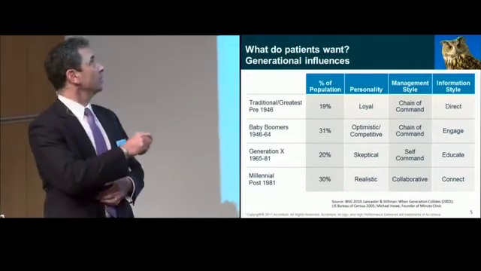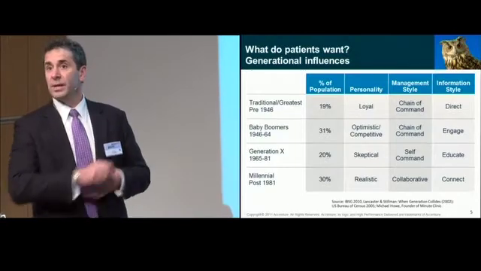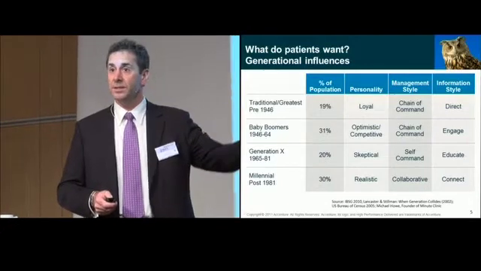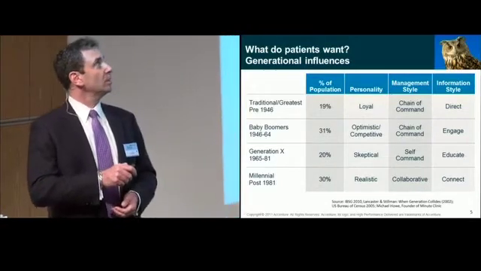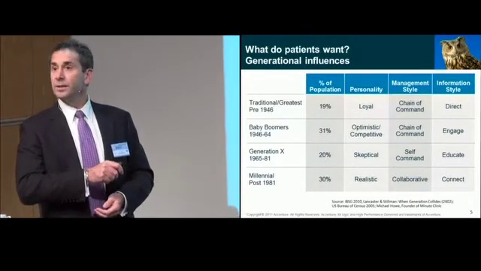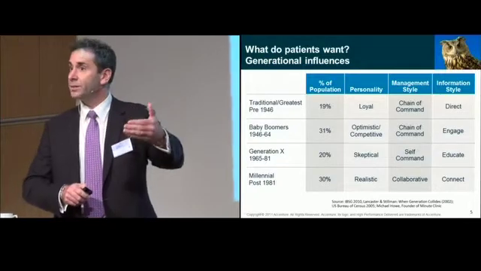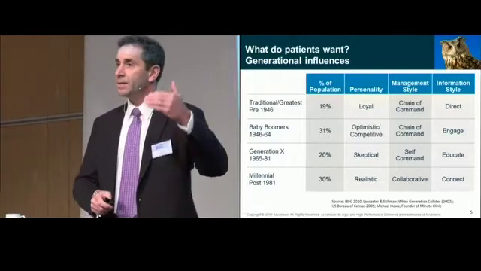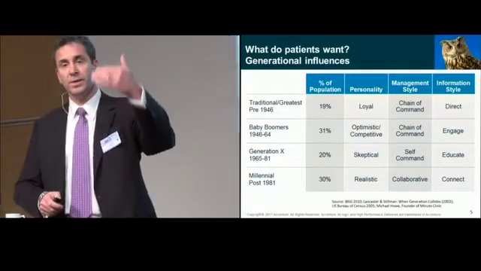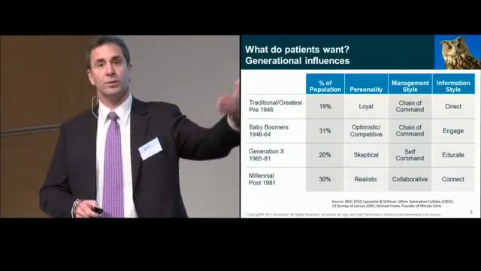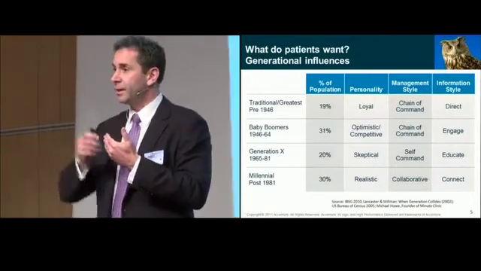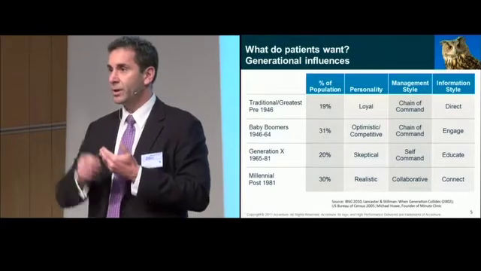The first example are the most elderly in our population, what they call the greatest generation, or those patients born before 1945. What you can see is that they're very loyal in their personality, both loyal to their doctors and to their hospitals. They like a chain of command. They like the paternalistic tone where the doctor tells patients what to do. And then finally, they like an information style that's very direct, face-to-face, doctors interacting with patients.